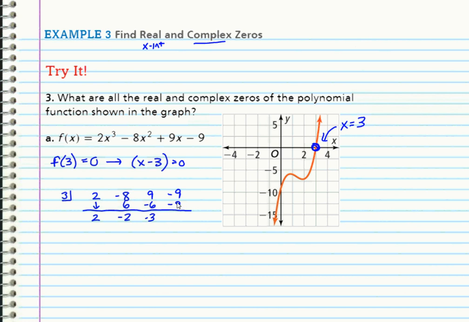Something's off here. Hold on. Alright, I found what's off. This should not be negative 3. This should be positive 3. So make sure, go back and change that to a positive 3. 3 times 3 is positive 9. Gives you a 0. So my remainder is 0.